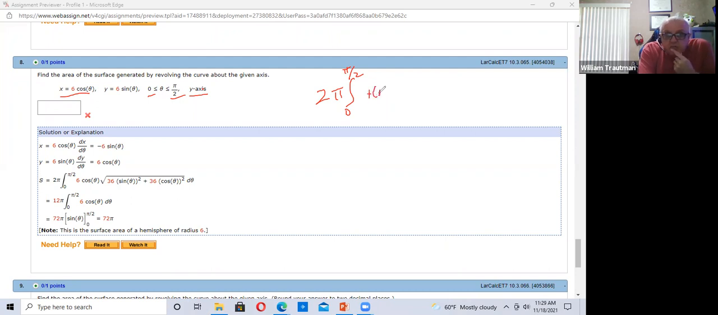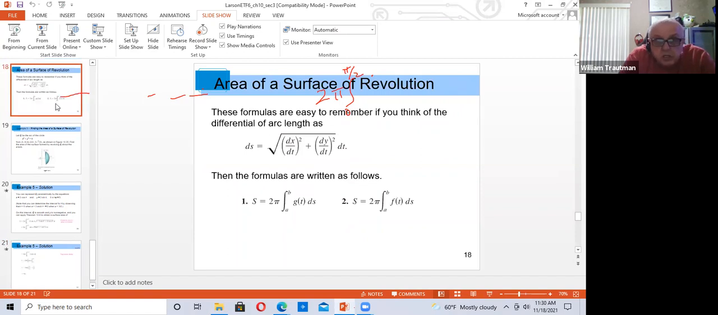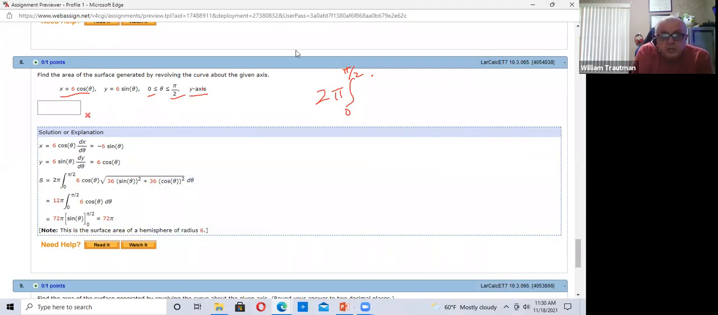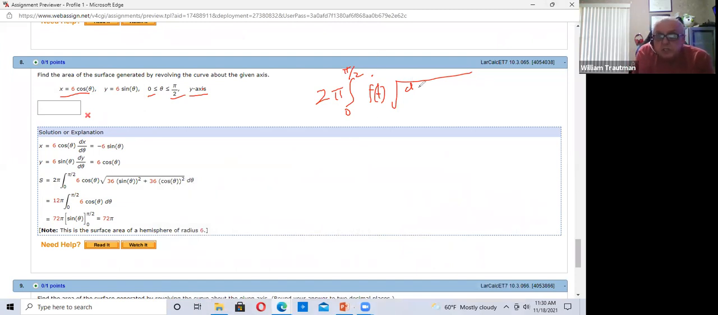I don't know, I have to go back to that formula just to see how they wanted to write it. Give me a second. Yeah, they just said f of t, and then the square root of dx dt squared plus dy dt squared, the same as the arc length. So this is the formula.